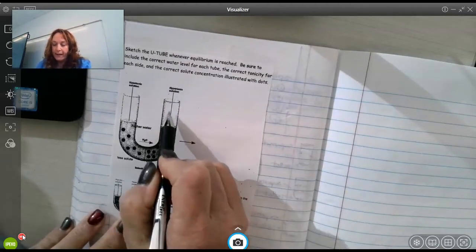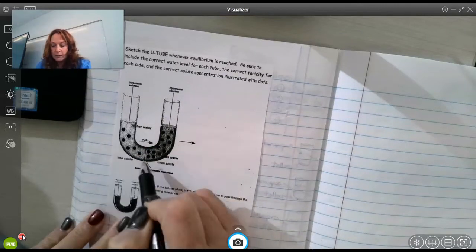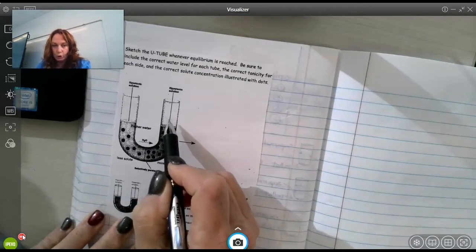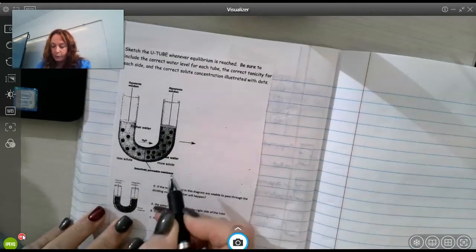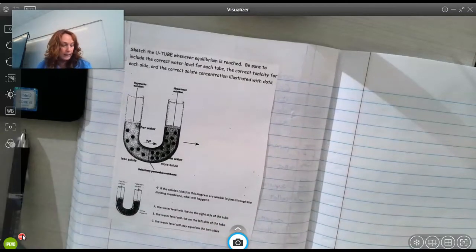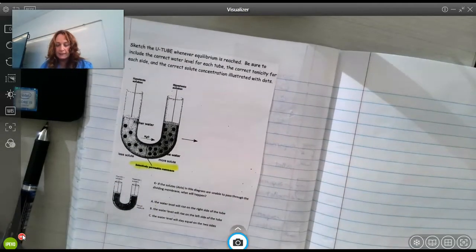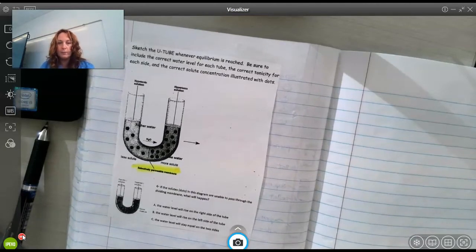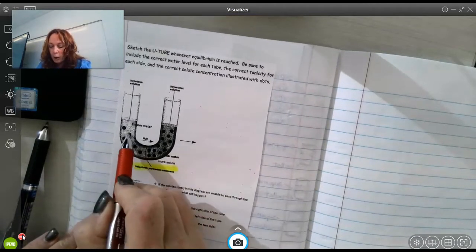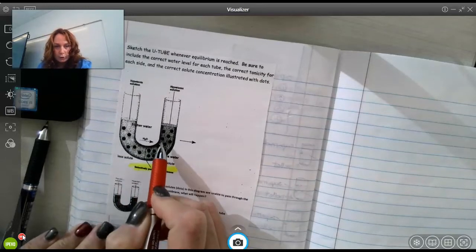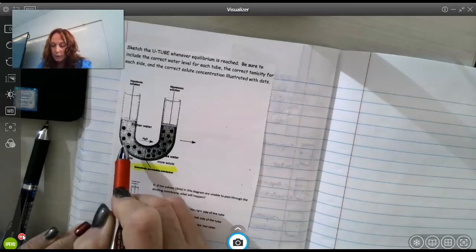So when they use a U-tube, it seriously is a glass tube that's been bent into a U, and it has a membrane right here. So this is the key part. Do I have a highlighter? Yes, I do. Right here. That it has a selectively permeable membrane. Then they're going to draw items that are suspended in this solution, which are called solute, stuff.